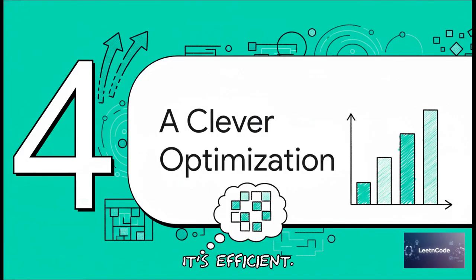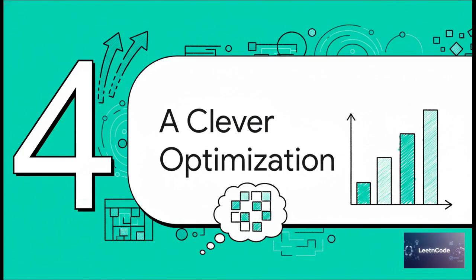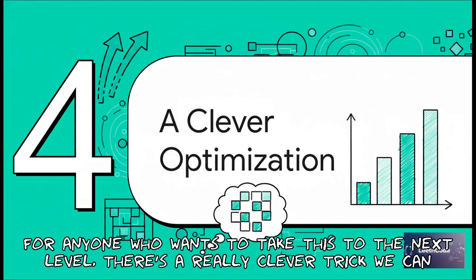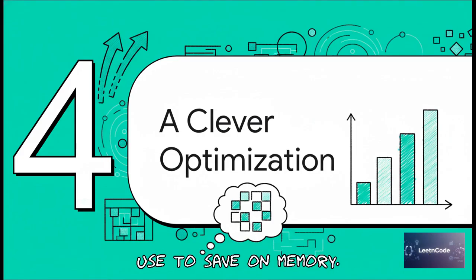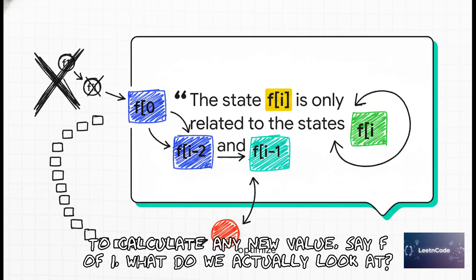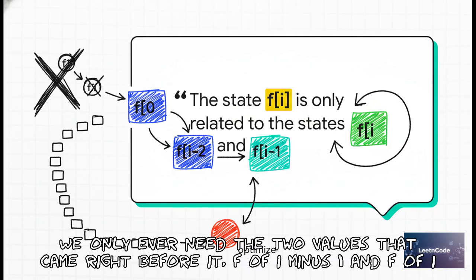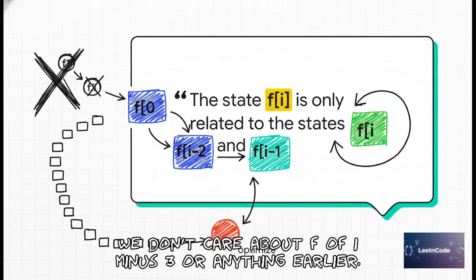It's solid. It's efficient. But can we make it even better? Of course we can. For anyone who wants to take this to the next level, there's a really clever trick we can use to save on memory. The key thing to realize here is this. To calculate any new value, say f of i, what do we actually look at? We only ever need the two values that came right before it, f of i minus 1 and f of i minus 2. We don't care about f of i minus 3 or anything earlier.